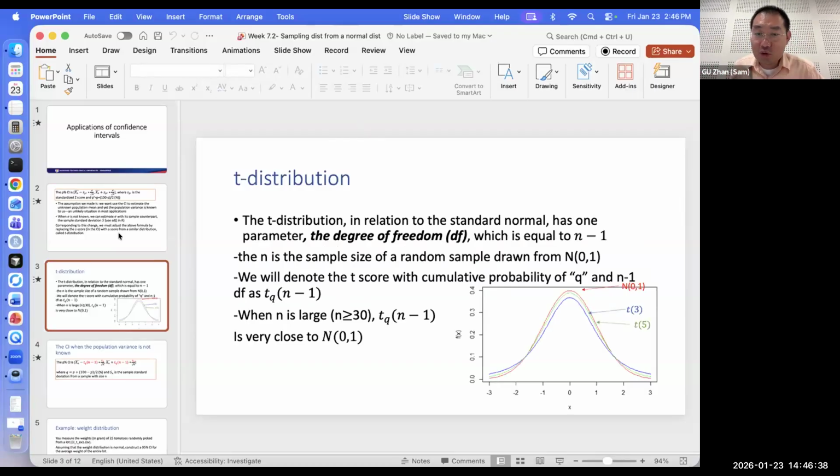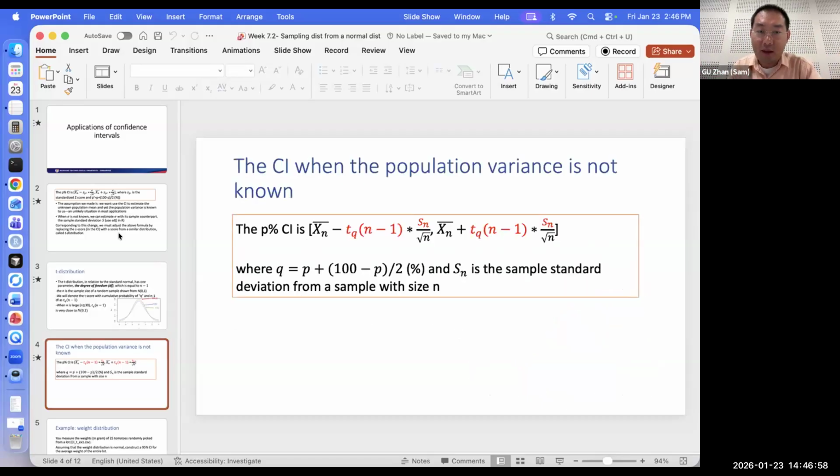Next is when we are going to use the t distribution. When the standard deviation of the population is not known, we use S divided by square root of n as the standard error. And to calculate the critical value, we need to use a t distribution. Then it becomes a t-score times the standard deviation of the sample divided by square root of n. So if the population standard deviation is not known, then we'll be using the t distribution.